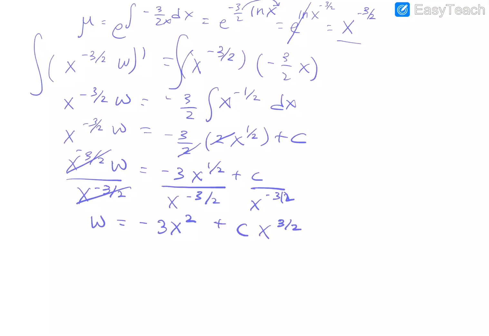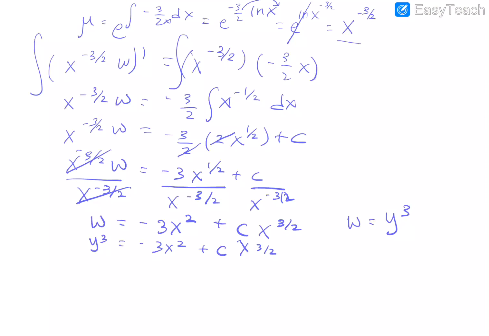alright. If you don't recognize this, you could bring that to the top and you could simplify that. All right. So this is our equation, and we said before that w was equal to y cubed. So plus c times x to the 3/2.